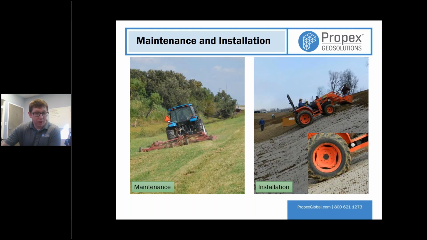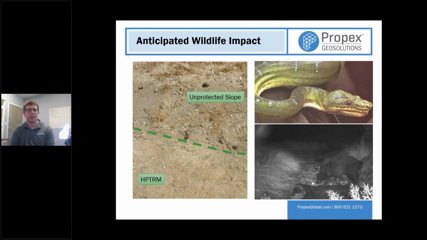So non-hydraulically, though, we're looking at maintenance and installation damage. Is there some stress that could potentially tear the material? If there is, that's where we're looking at using these higher strength materials. Wildlife impact. In some areas, there might be a tendency to have burrowing animals. An HP-TRM is a strong enough material that can deter that burrowing to somewhere else.